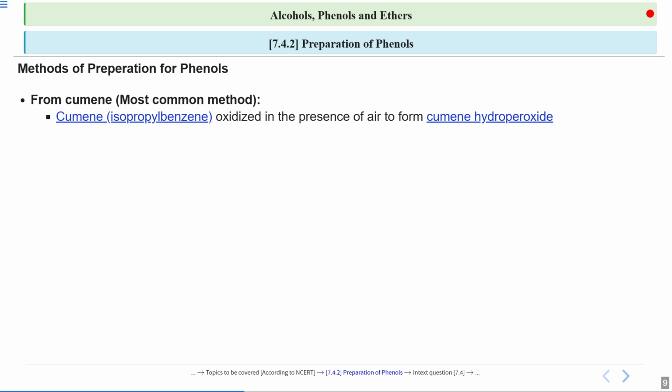Now this cumene is oxidized in the presence of air to form cumene hydroperoxide. So when you take this cumene and react it in the presence of O2, you will get cumene hydroperoxide. Next, cumene hydroperoxide forms acetone and phenol on treatment with dilute acid. That is, when you treat this cumene hydroperoxide with a dilute acid, you will get phenol and a side product which is called acetone.